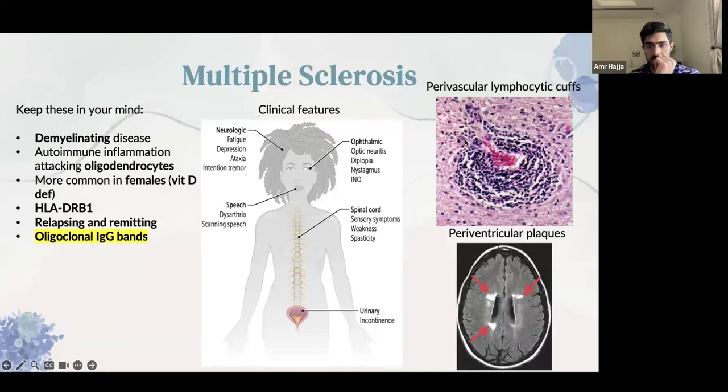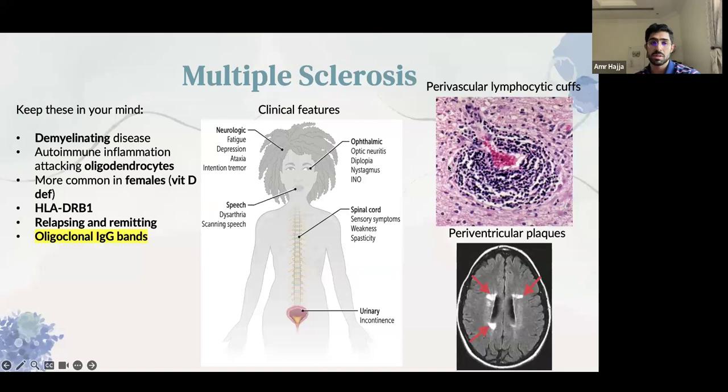Whenever they do a biopsy or an autopsy, they will find the perivascular lymphocytic cuffs. It's characteristic of multiple sclerosis. Here are the lymphocytes, which are perivascular lymphocytic cuffs surrounding this area. One more thing that could be found is the periventricular plaques, which is pathognomonic for multiple sclerosis. It's very important in most multiple sclerosis questions. They will just tell you MRI showed periventricular plaques. What this means is that here we can find the plaques that are periventricular, next to the ventricles.